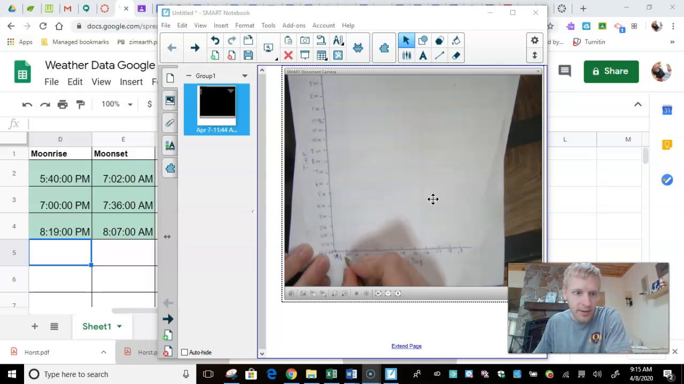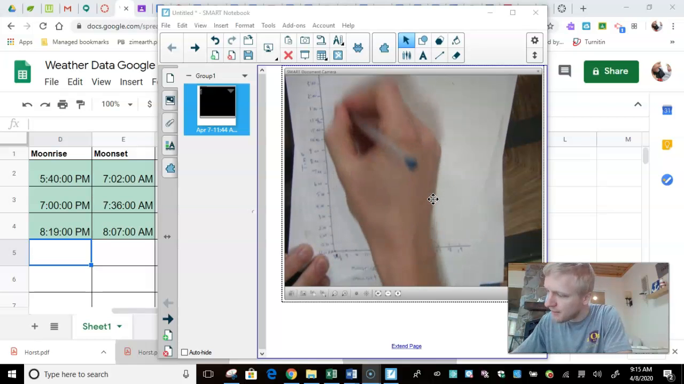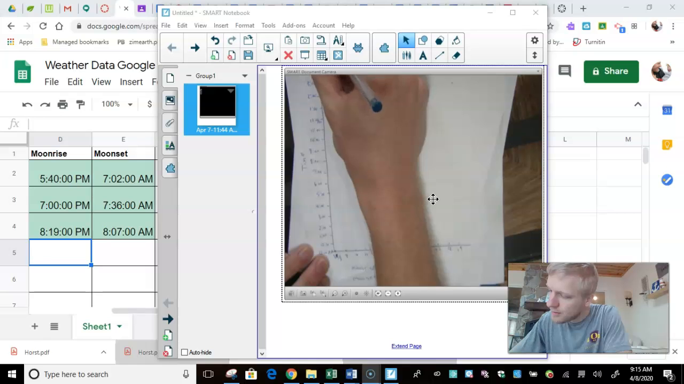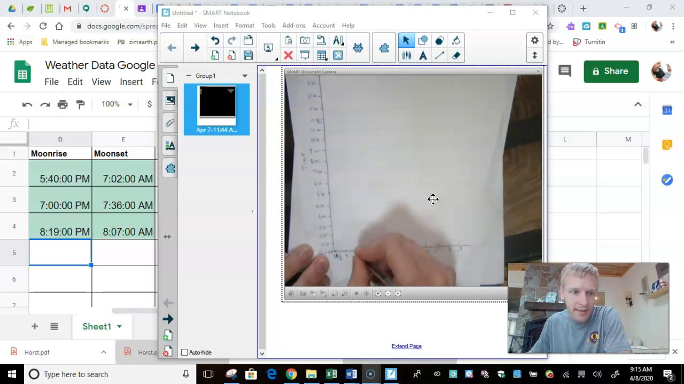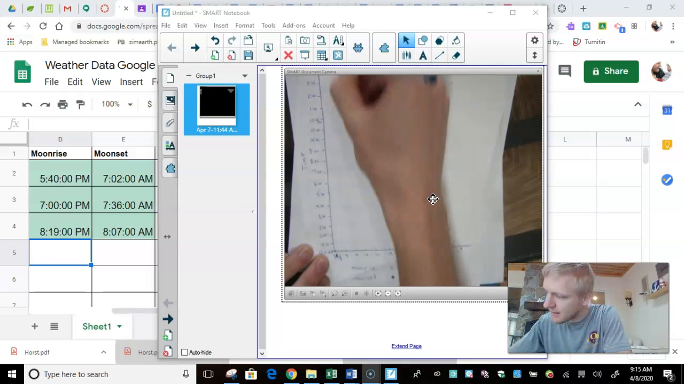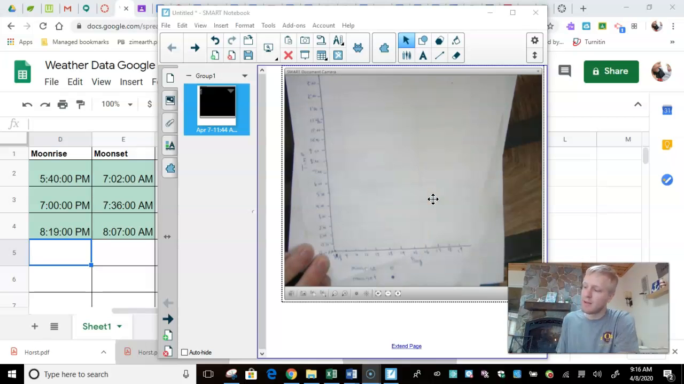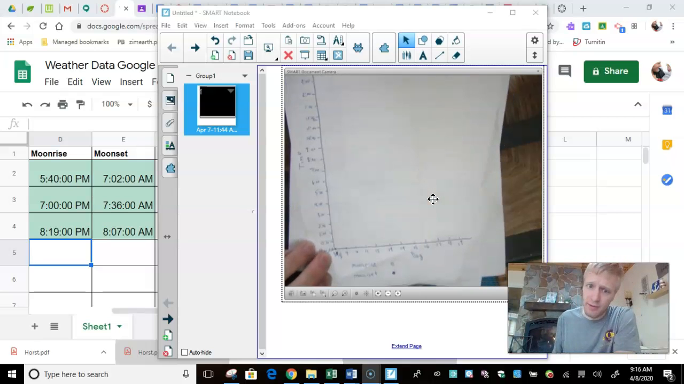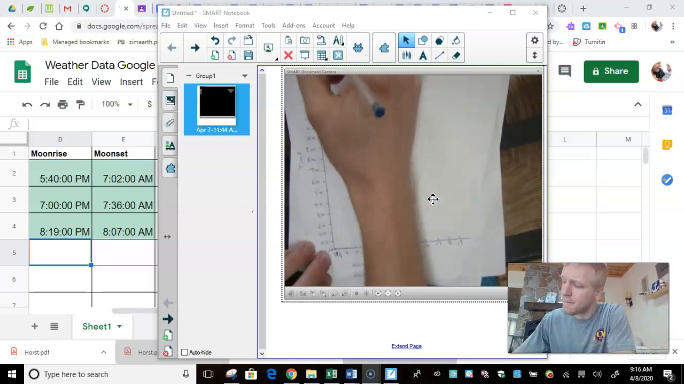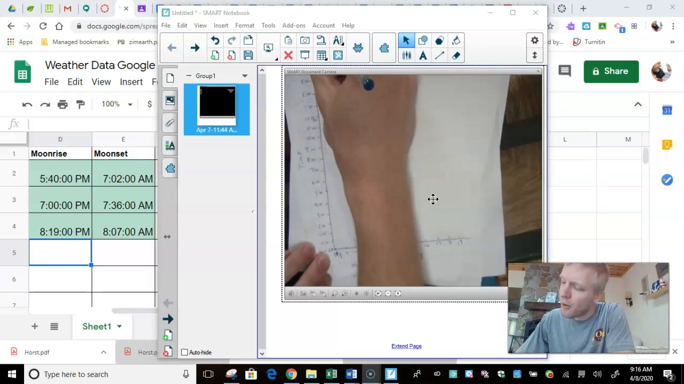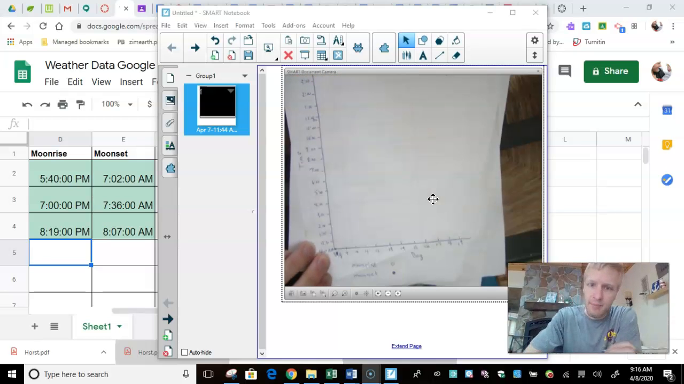And then the next one is 7 o'clock p.m. And then on the 10th it was at 8:19. And you might want to use a ruler or a straight edge to help you out. And this is a line graph. The only bar graph is the precipitation graph. And you connect them, for the sake of time.